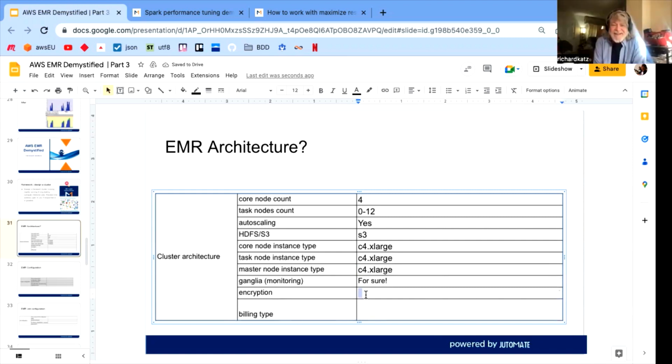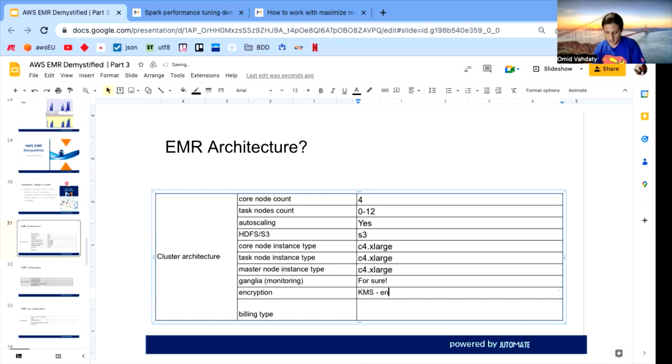What about encryption? Are we going to encrypt? Yes, I think the KMS will be okay. KMS. Encryption is a best practice.